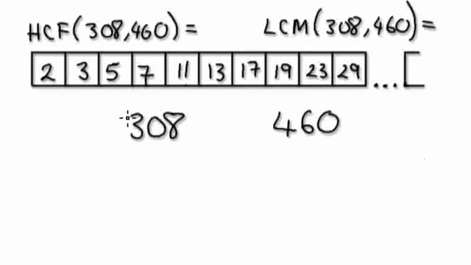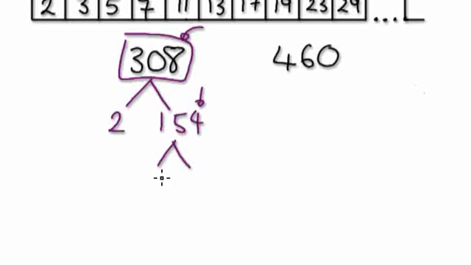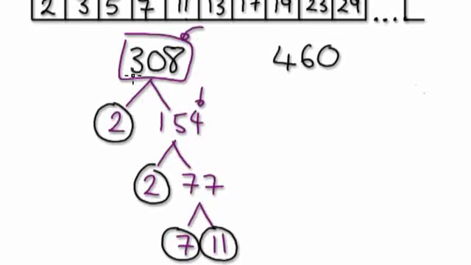Okay, so the first thing to do: break this number up as a product of primes. So here we can see it's an even number, so let's try and break it up with a 2. So this will be 154. Okay, so this again is an even number, so let's break it up with a 2. So visualize 154 as 2 times 77. Now 77 is 7 times 11. So now all these are prime numbers. Okay, so we've done that.